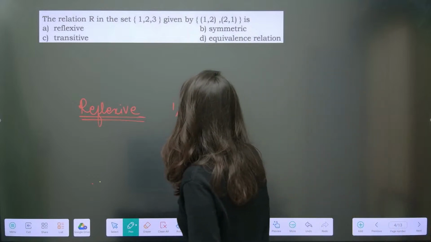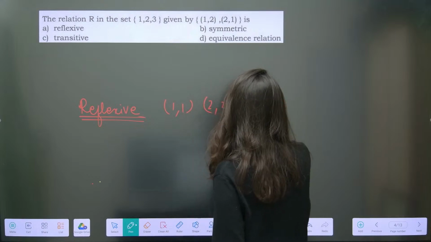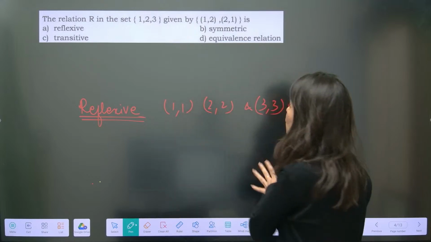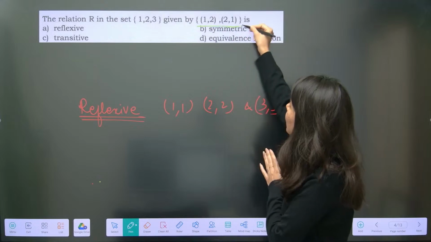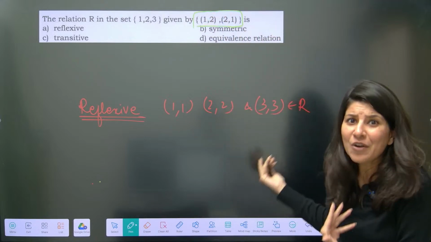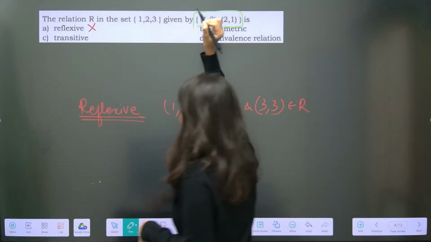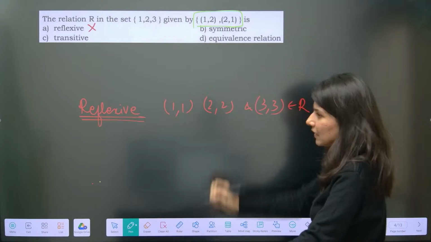1, 1, 2, 2 and 3, 3. All 3 ordered pairs should be residing inside your relation. By the way, this is your relation. Hold on. I can't see any of these ordered pairs. So definitely it is not reflexive, guys. Okay. Now what about symmetric?